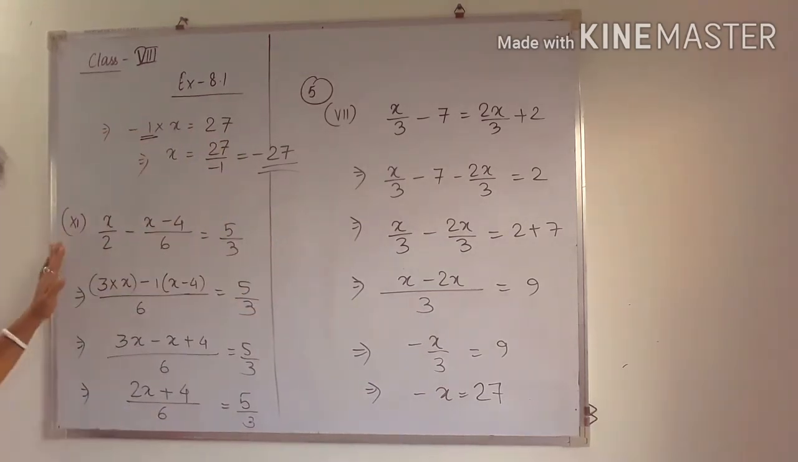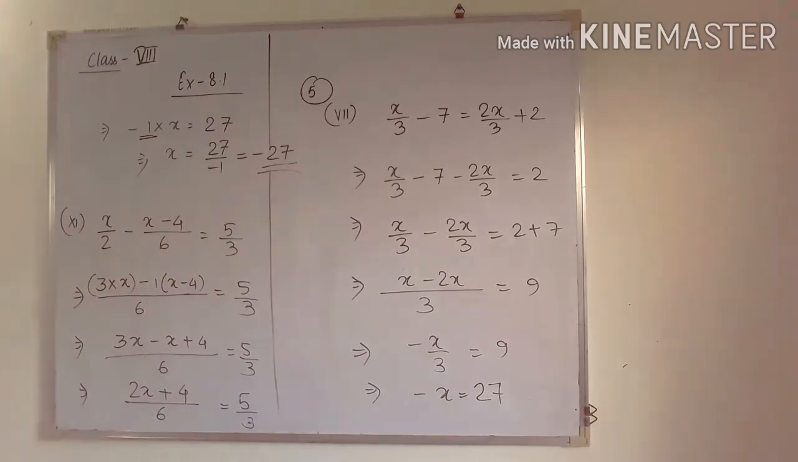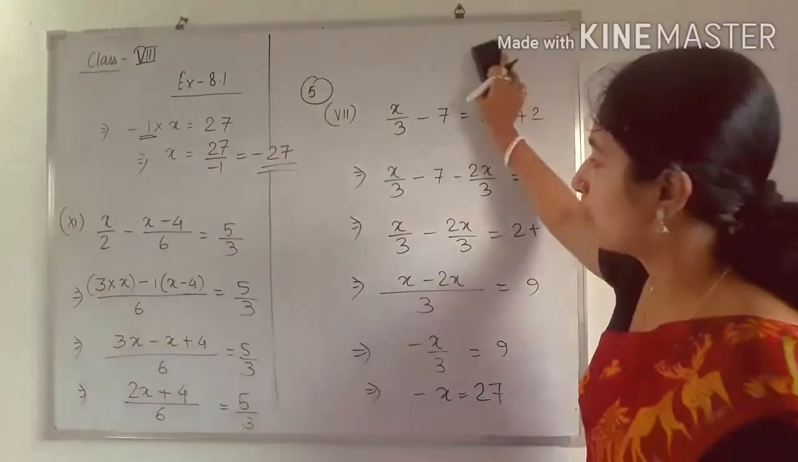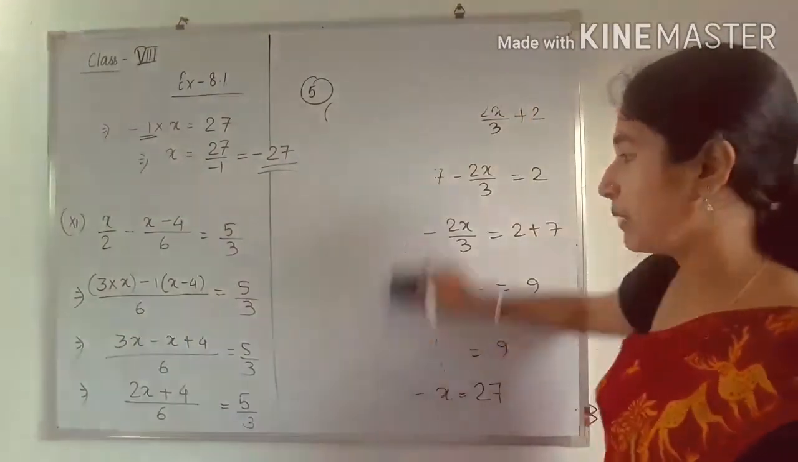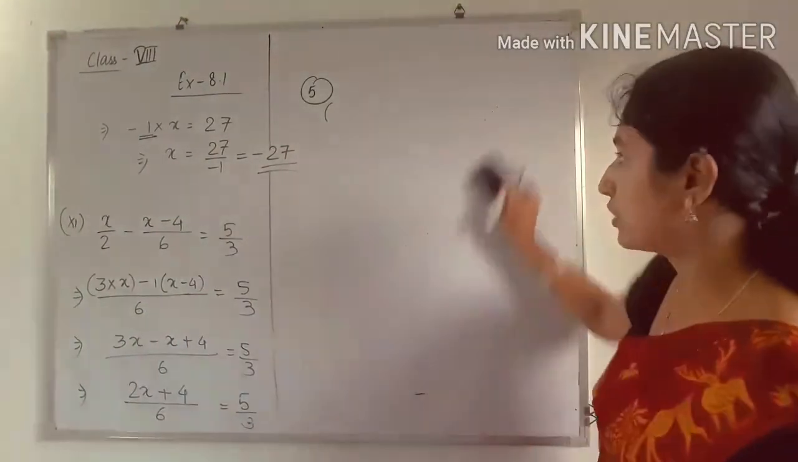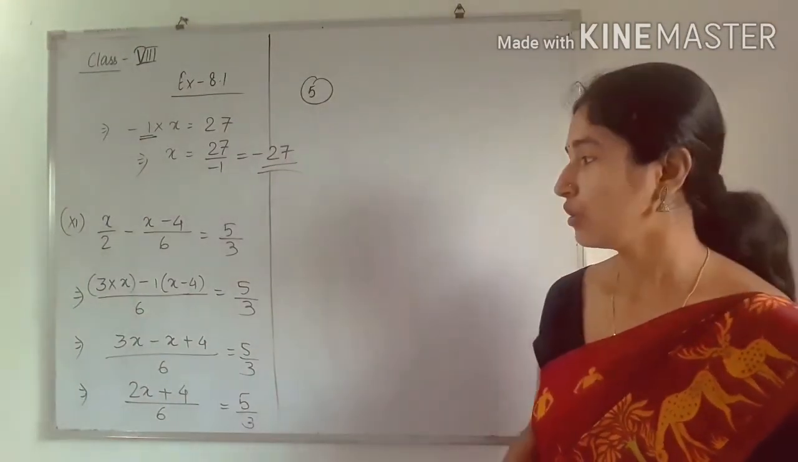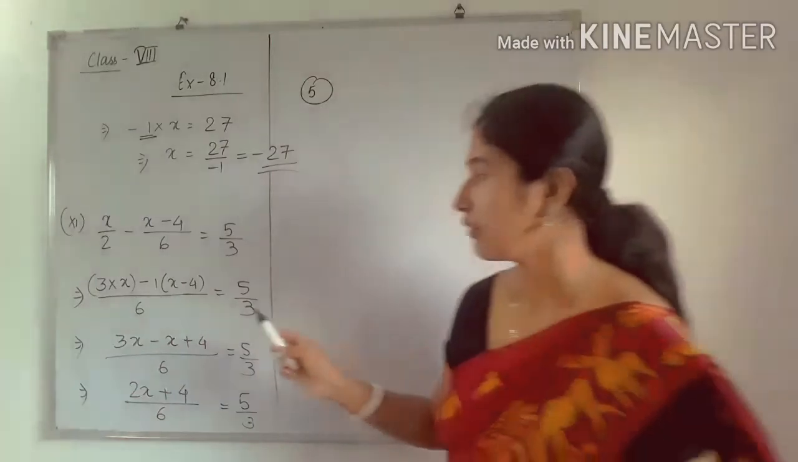So next is number 11. You can see here in number 11, the question is x by 2 minus x by 4 by 6 is equal to 5 by 3. So here first of all you have to take the LCM. Okay. So the LCM is what? 6. So now we have to multiply, no?